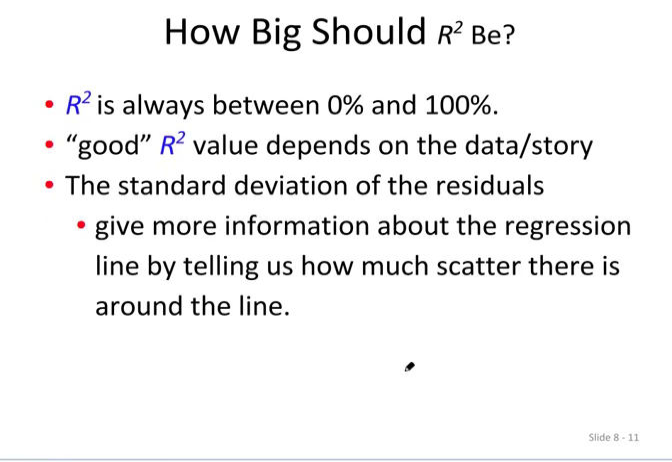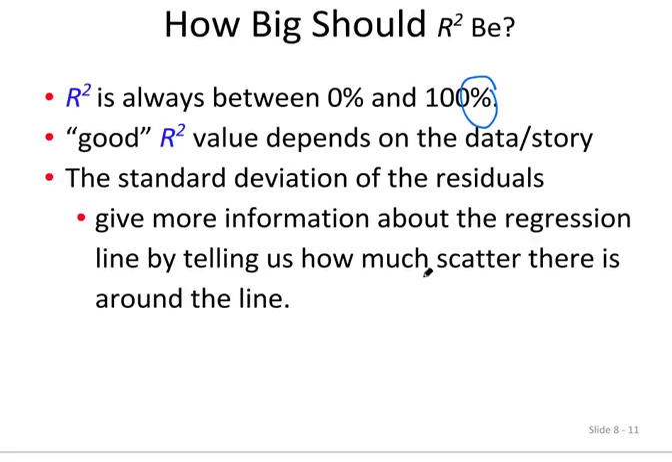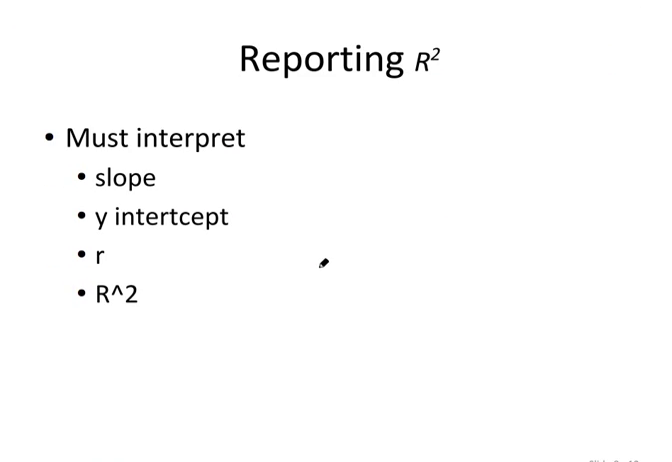So R squared is always going to be between 0% and 100% because you're squaring correlation, and correlation is always between 0 and 1. Okay, you do report R squared as a percent. It depends on what the data is. It depends on what the story that you're being told about it is, and the standard deviation is a better way to describe the residuals. But usually this is what you're talking about. What is R squared? Okay, so these are the things that you have to interpret in context of the problem.